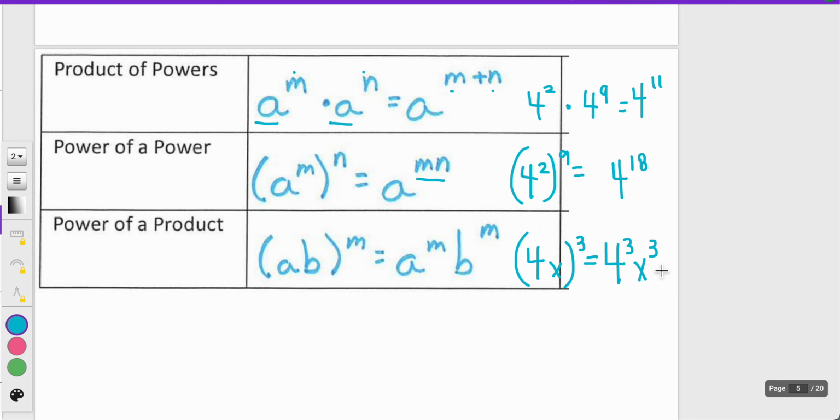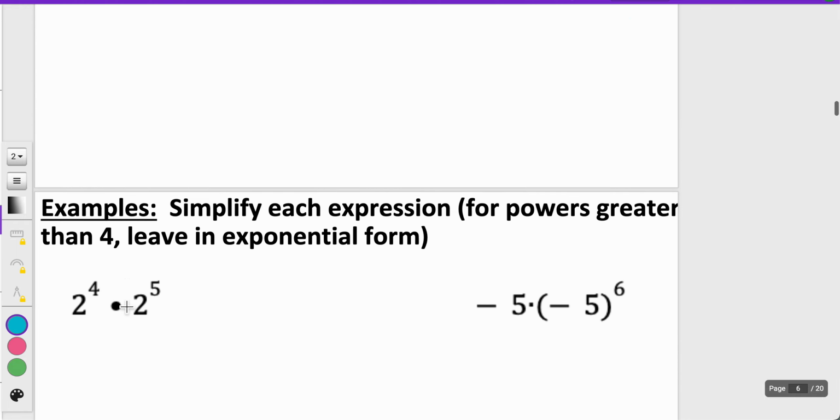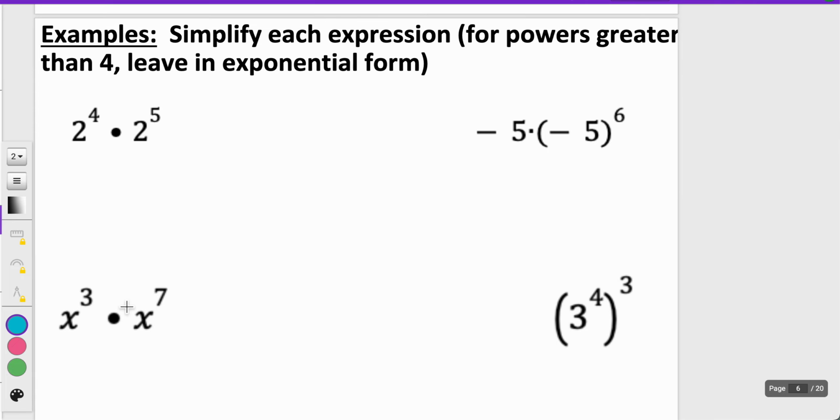Make sure that's written down in your notes, so if you need to pause the video now, go ahead and do that. But if you're ready, we're going to click play to continue working on some examples. We're going to simplify each expression, and powers that are greater than 4 we'll just leave in exponential form. So the first one is 2 to the fourth times 2 to the fifth.